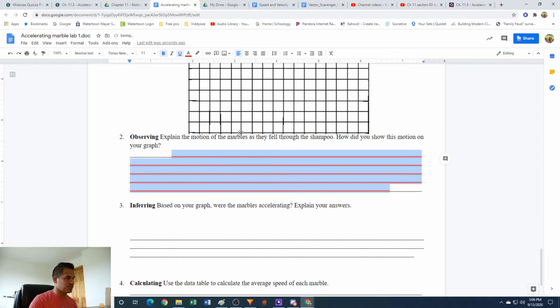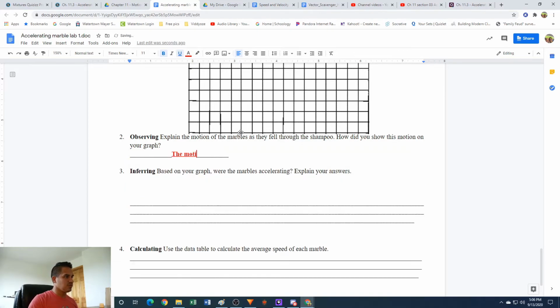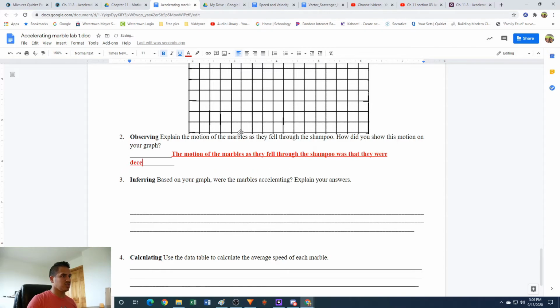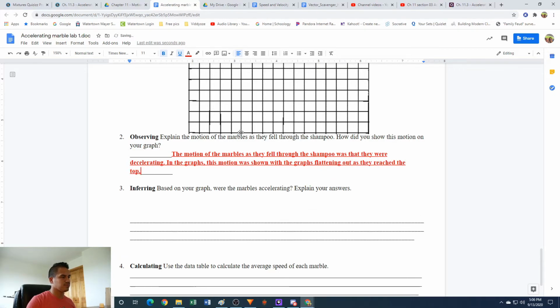downward sloping. So we'll just say the motion of the marbles as they fell through the shampoo was that they were decelerating. In the graphs, this motion was shown with the graphs flattening out as they reached the top. So they had a downward curve to them. Okay? Something along those lines.